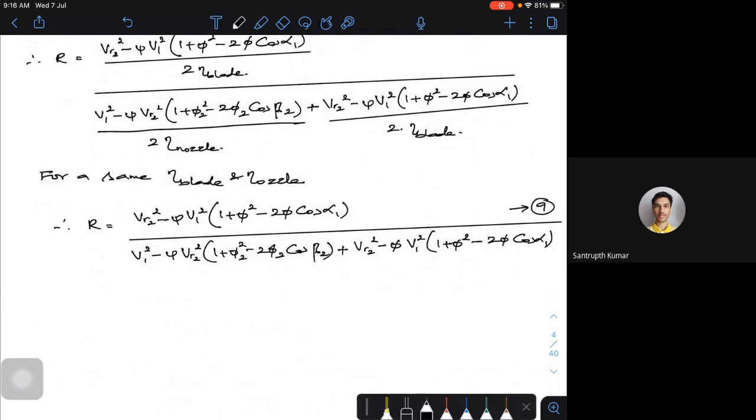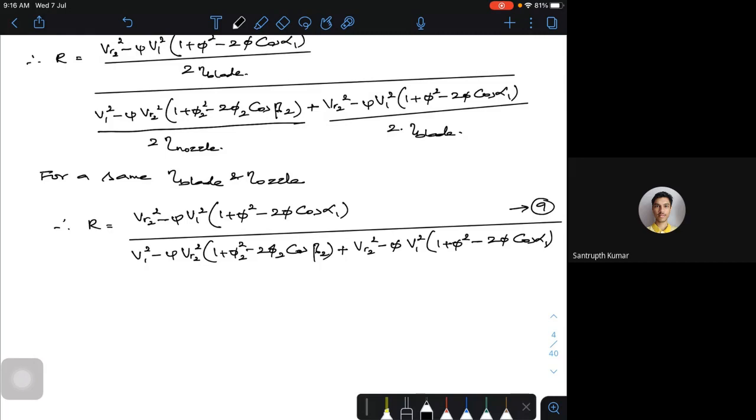So this is what you are going to get. This is the expression for degree of reaction in terms of your speed ratio, maybe relative speed ratio, your carryover coefficient, your relative velocities, and what we call absolute velocities.